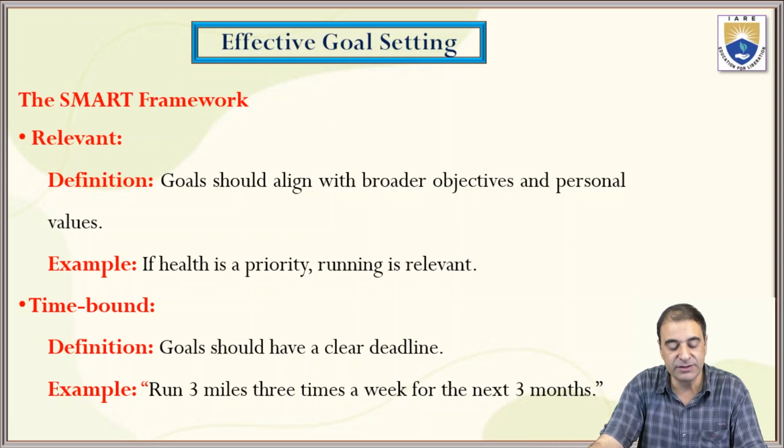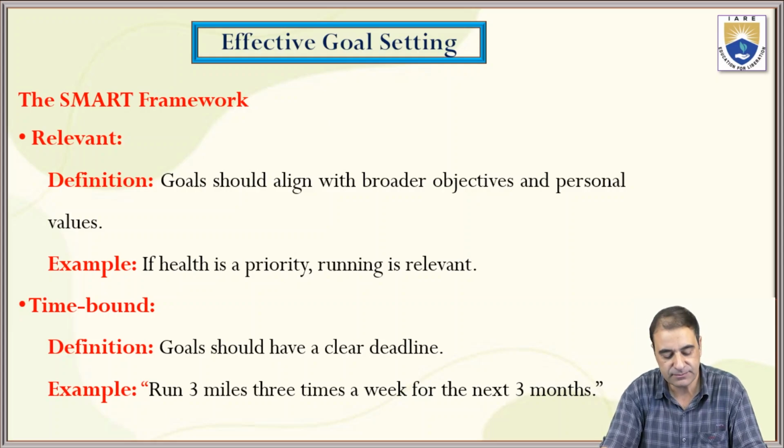And the next one, the T. T stands for time bound. Goals should have a clear deadline. That means we should have a fixed time. For example, run 3 miles 3 times a week for the next 3 months. Therefore, we should draw a time frame.